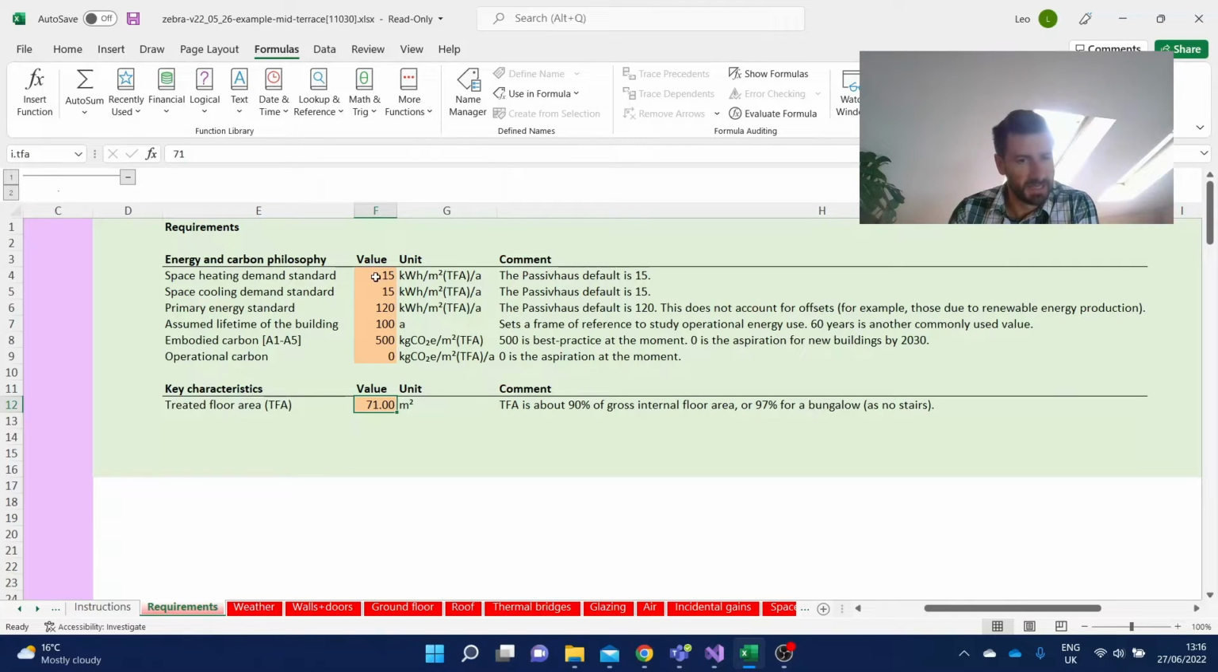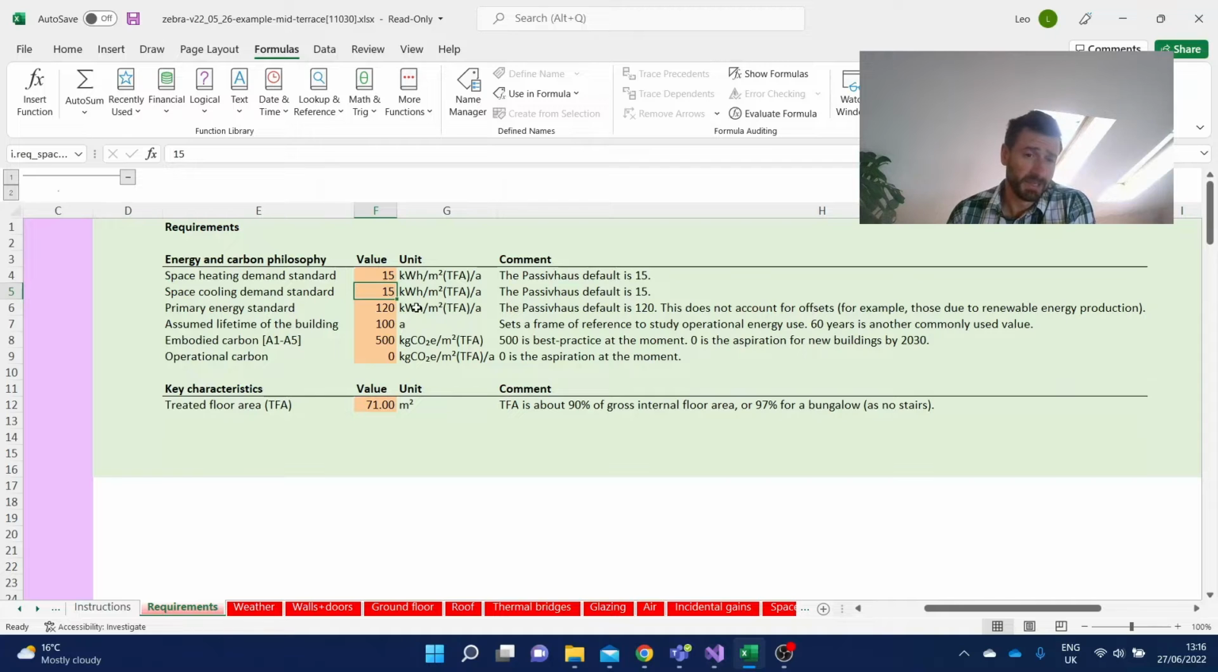So we start with the space heating demand standard. This is the maximum amount of energy our building is allowed to use for heating. It's expressed per square meter of floor area and per year. And the spreadsheet is filled with default values. So the default from Passive House is 15 for this.